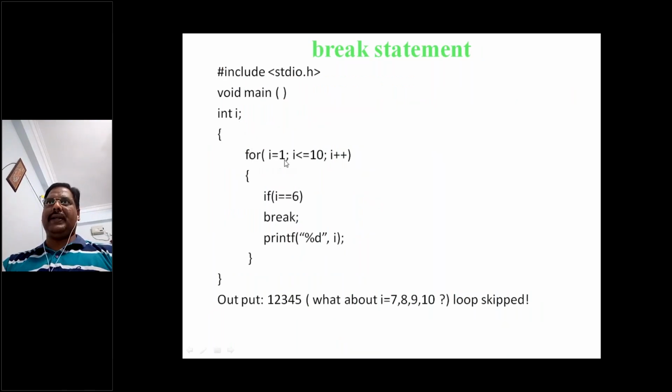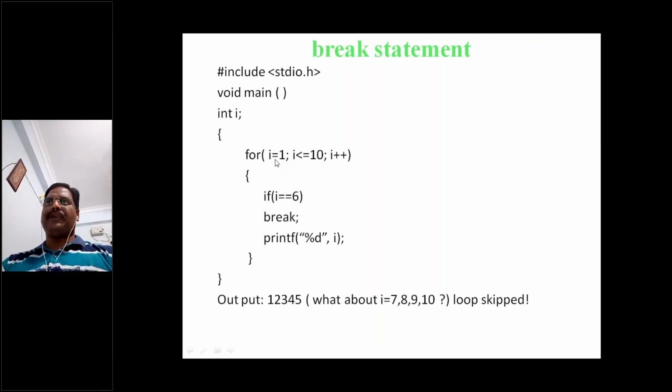Here int i, I am using a for loop with i initialized. Whenever the condition is matched, that is i equals equals 6, then immediately we say break. Otherwise i is less than or equal to 10. What is the output then? It will keep going on.